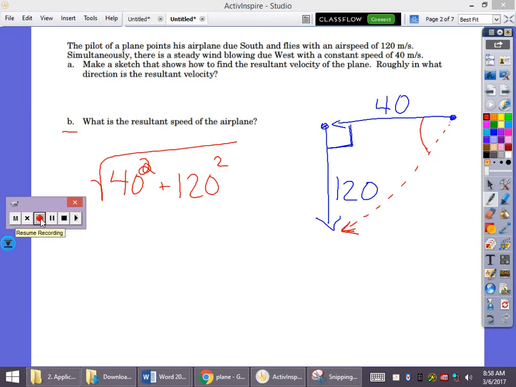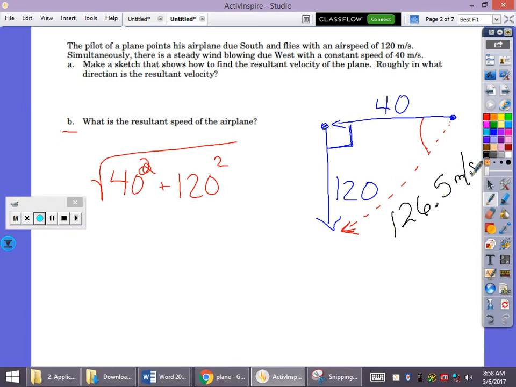An answer. Who's got an answer for me? Yep. 126.5. Do I have a second? Did somebody else second that? Okay. We're going to go with it. 126.5 meters per second.